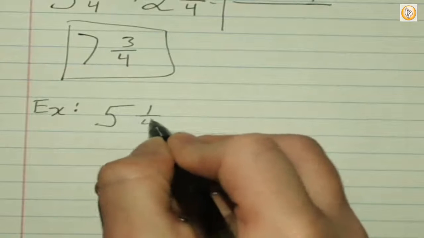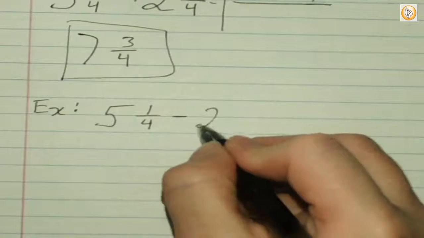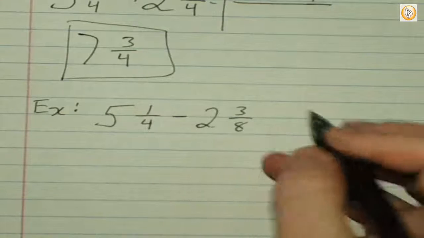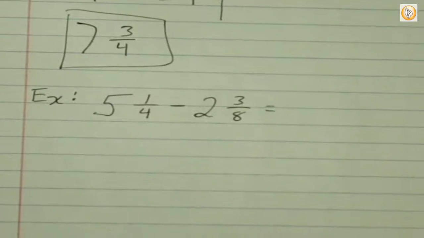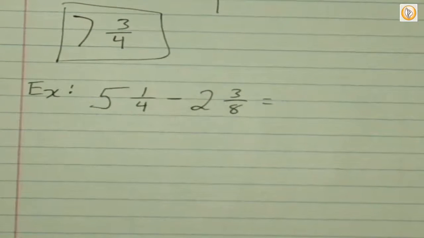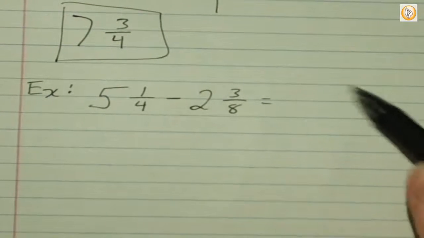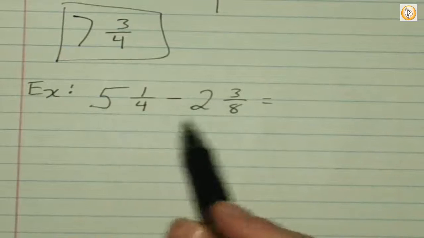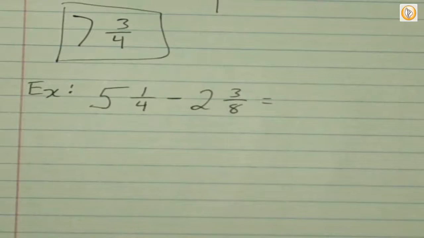5 1/4 minus 2 3/8. Tell me how you want to do this. It can be vertical, it can be this way, it can be in improper fractions, it can be whatever you want it to be.